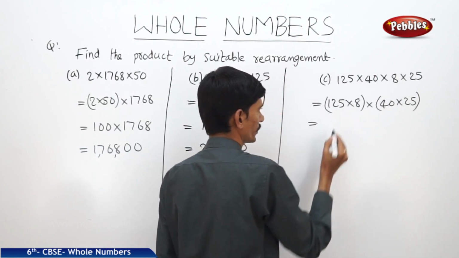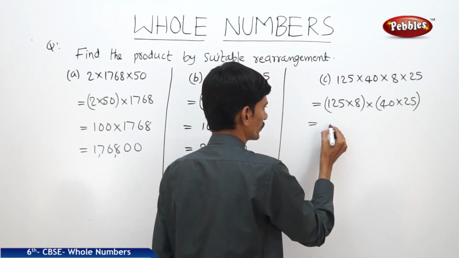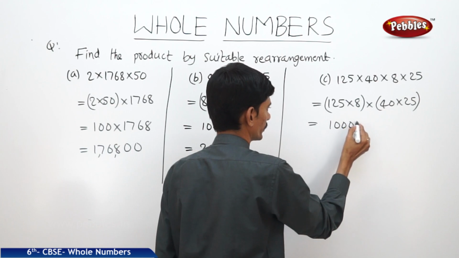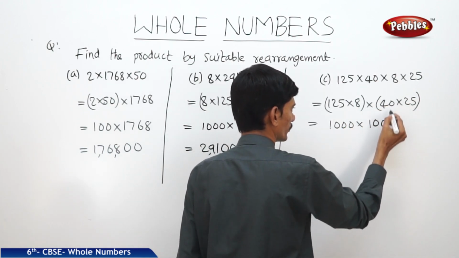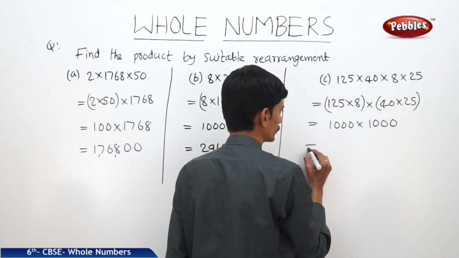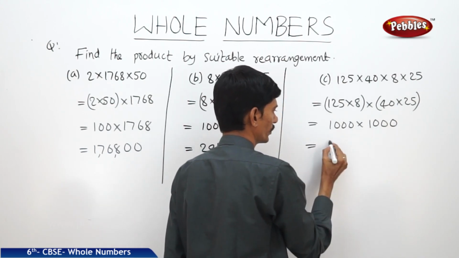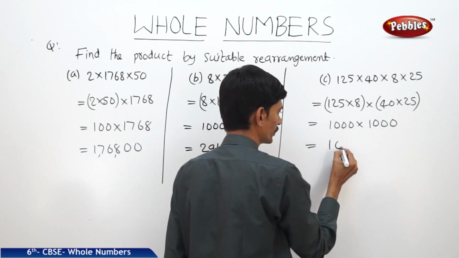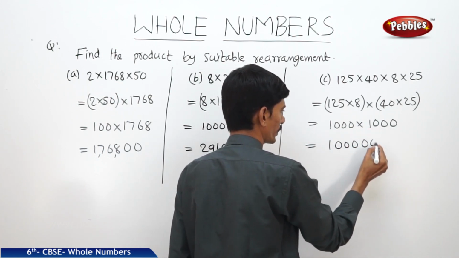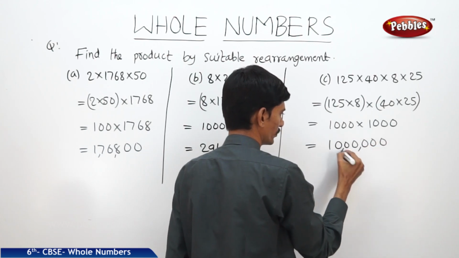So here 125 8s are 1000, into 25 4s are 100, and one more 0. So this is 1000 into 1000. So here 1 1s are 1, and there are 3 zeros plus 3 zeros, 6 zeros: 1 2 3 4 5 6. So this is 10 lakh.